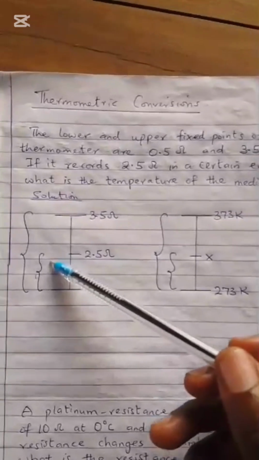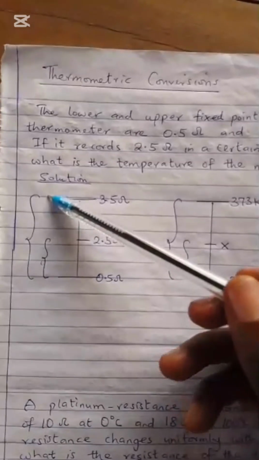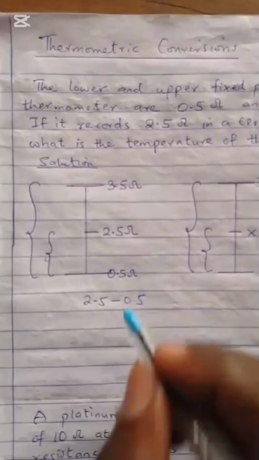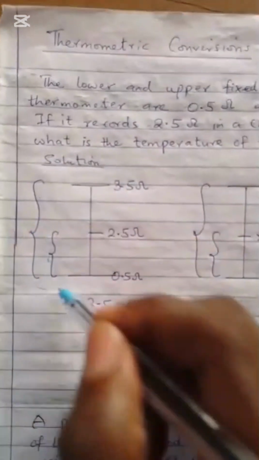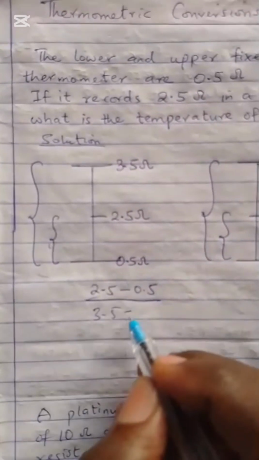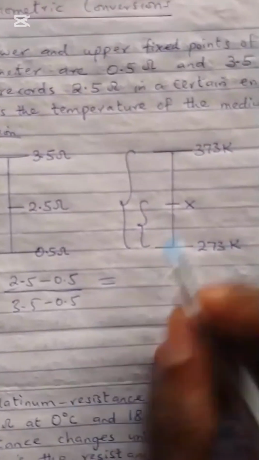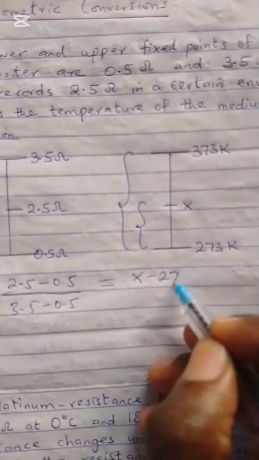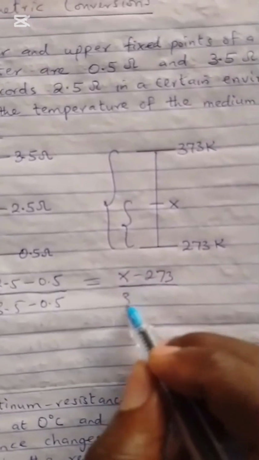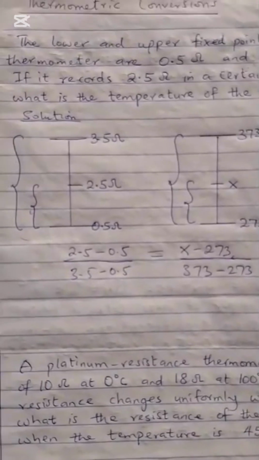Let's get to it. So we have, like I said, this smaller interval. So you find a difference here, this difference, all over this difference. So you're saying 2.5 minus 0.5 on the ohm scale, all over this longer difference, which is basically the fundamental interval, okay? So that's 3.5 minus 0.5. All of that equals the same process here. So you do the same thing. This smaller interval, which is x minus 273 on the Kelvin scale, all over the larger interval, okay? So that's 373 minus 273. So that's the formula. It's just interval over interval, and it works.